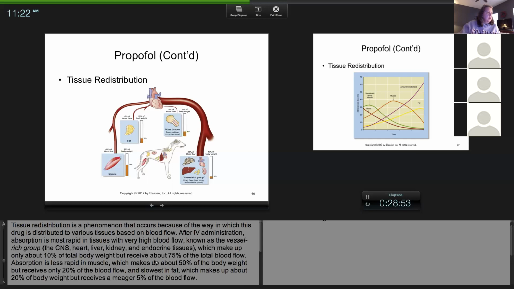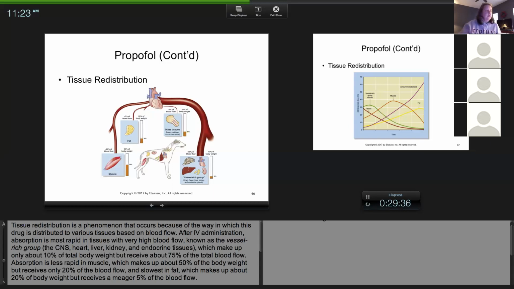Now this picture is kind of showing you how it moves through the tissue. When you give an IV injection, this is showing you where it moves to. This group here in the bottom right, the vessel-rich group, has a bigger flow. The brain, heart, kidneys, spleen, muscle is going to take some, the fat is going to take some. Whenever you give a drug in the bloodstream, the blood goes to the entire body. Blood goes to your vessel-rich organs, your fat, your muscle.